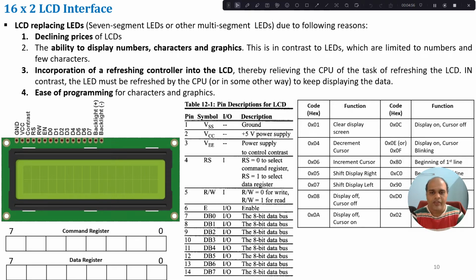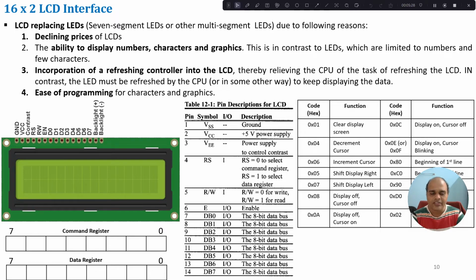Same way, whether the cursor is required or not, or whether the command should be something like a character being shifted towards the right or left. Those pieces of information also need to be sent by the CPU. So it is not like interfacing an LED with a microcontroller. When we interface an LED with a microcontroller, just by putting the anode to 5 volt and the cathode to ground, we can make the LED glow.